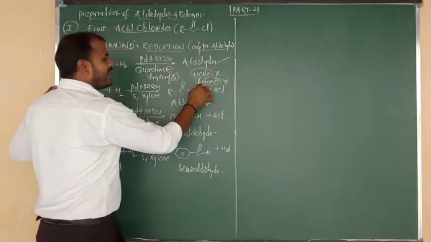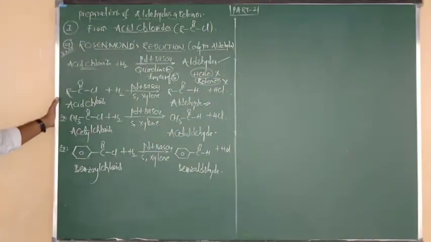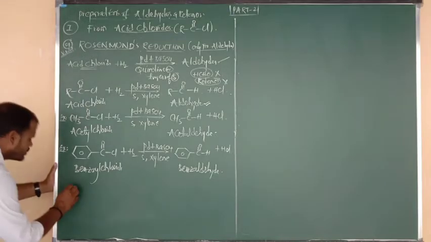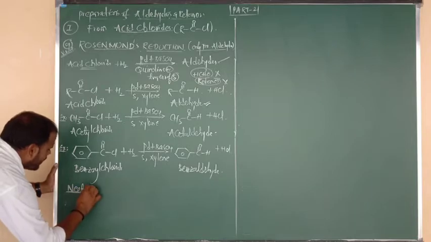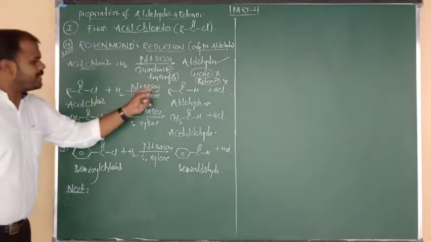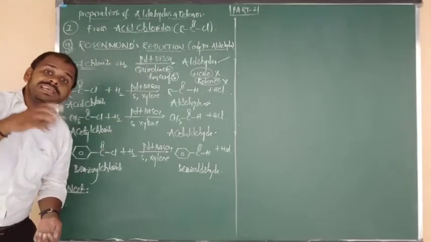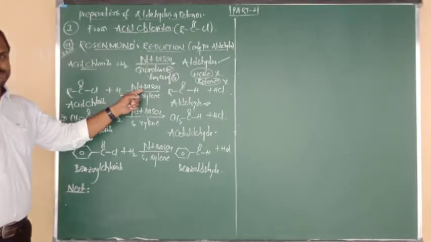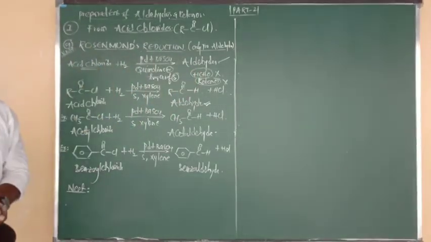So formaldehyde and ketones cannot be prepared by what, beta? The Rosenmund reduction method. Next, one more thing, very, very important. This point was important from the lead point of view. Listen carefully: palladium plus barium sulfate acts as the Rosenmund reducing agent. It is only responsible for the conversion of acid halide to aldehyde.